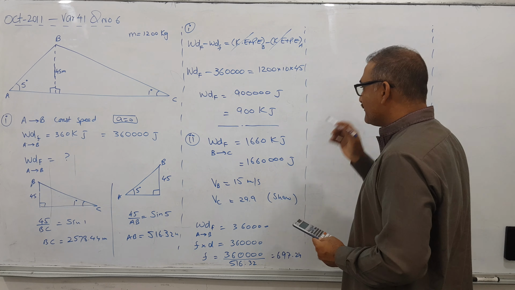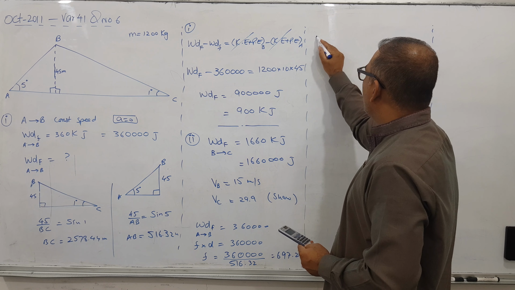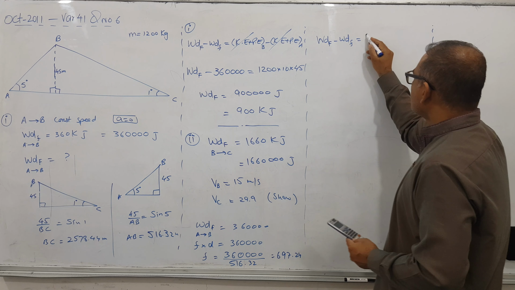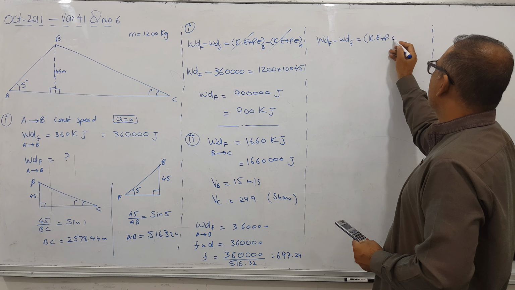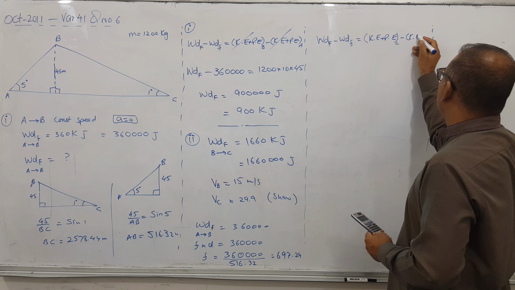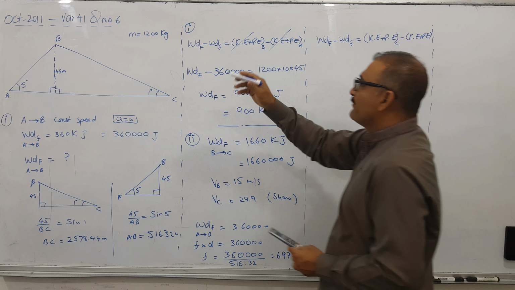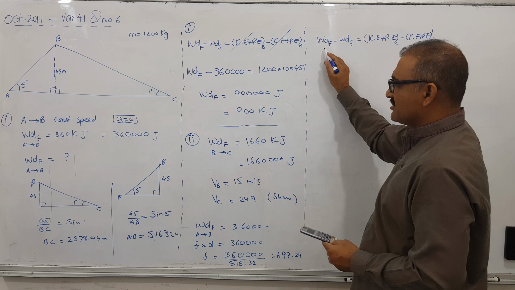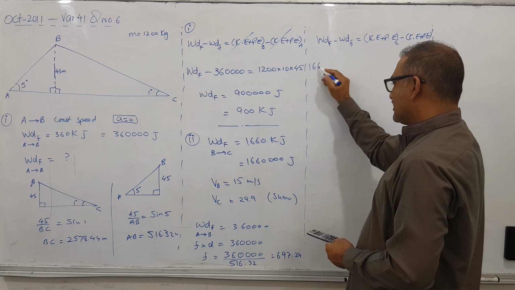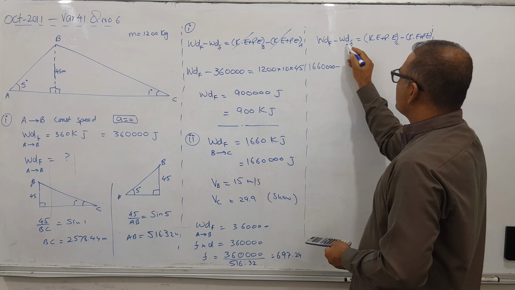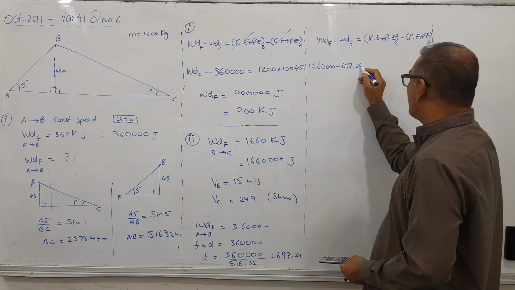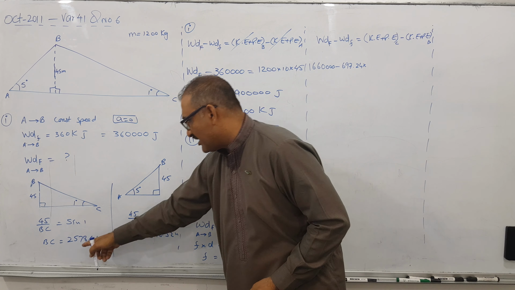So it means I can find it easily now. Apply the formula. What is the formula? Work done by applied force, work done by frictional force, equals kinetic energy plus potential energy at the end spot C, minus kinetic energy plus potential energy at the start spot B. Now this is given by him: 1, 6, 6, and 4 zeros. And we know the friction force is 697.24 into distance, and the distance BC we have here.